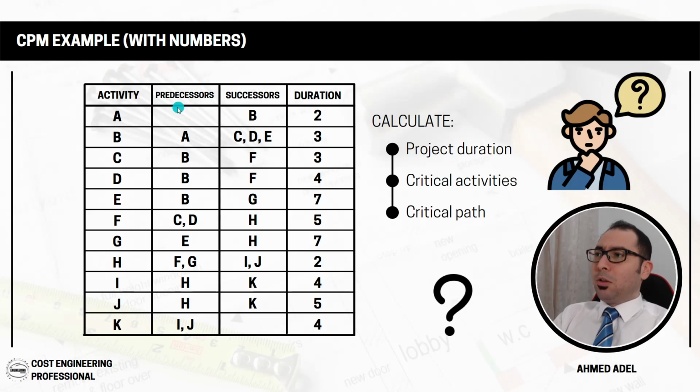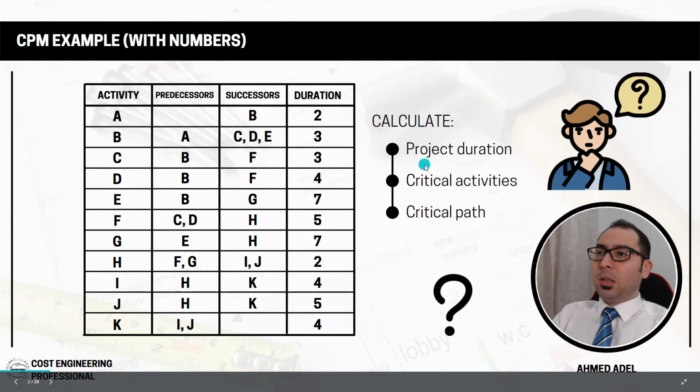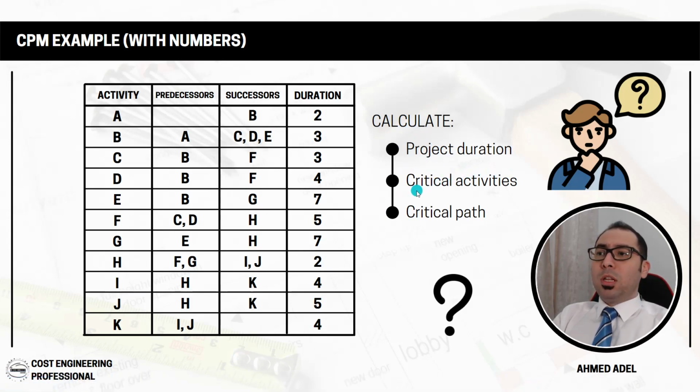So now I'm assuming that you know what predecessor is and what the successor is. These are just the activities before the activity that we are talking about and the activities after the activity we are talking about. So for each of these activities, what is the predecessor and what is the successor and what is the duration? So these are the data that we have about these activities. So what do we need to calculate now? We need to calculate the project duration, and we need to see what are the critical activities and what is the critical path. So this is what we are going to be doing right now.